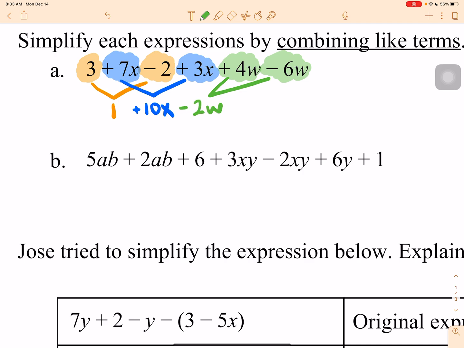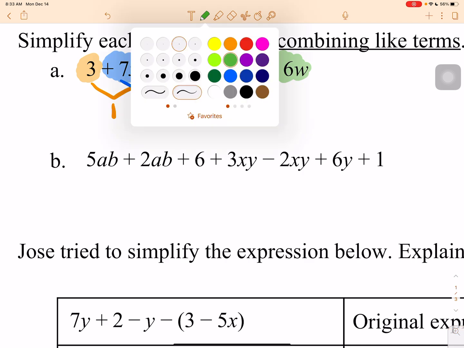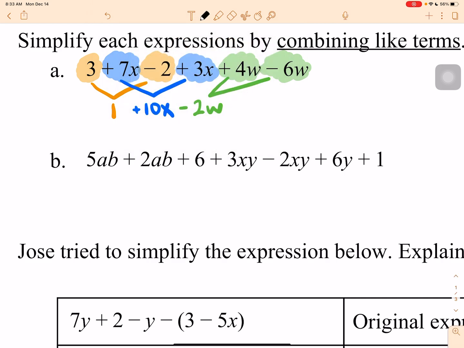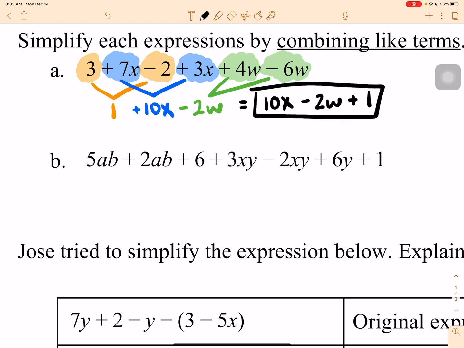All right, so I could leave it like that. You guys will have a multiple choice on the final, but technically you would want to write it in standard form. So the x would go first because that's the first letter in the alphabet between x and w. And then my 2w, and then the 1 would always go at the end because that's the constant. So technically this is the correct standard form. But once you get these terms, you can look at your multiple choice answer and see which one has those terms in the answer.